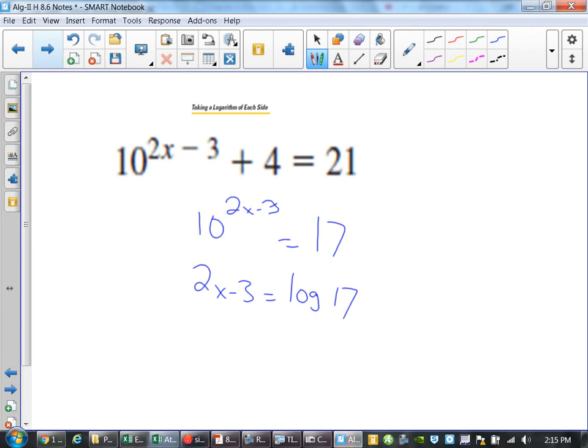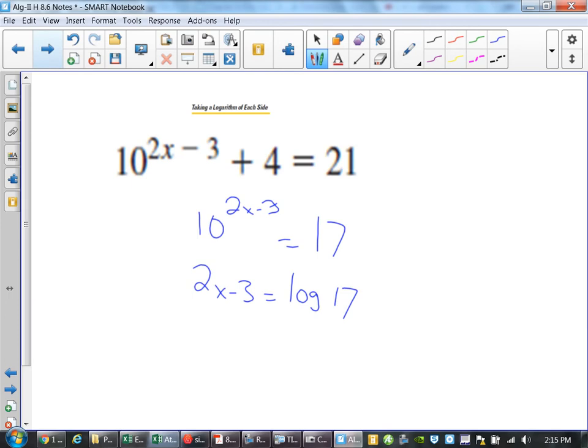So log 17 again is some crummy number, and it's just a two-step equation. Add 3, divide by 2. Technically, there's a log base 10 for the 2. Your common log is base 10, so you don't have to hit the alpha window 5. If you want, go for it. It doesn't matter. You get the same answer.